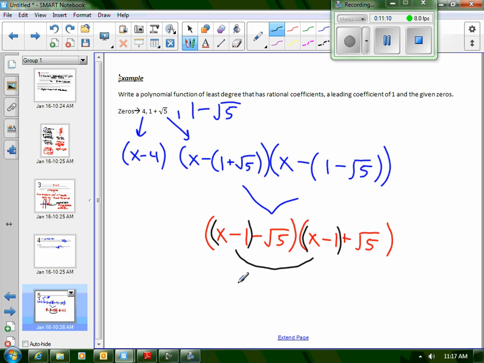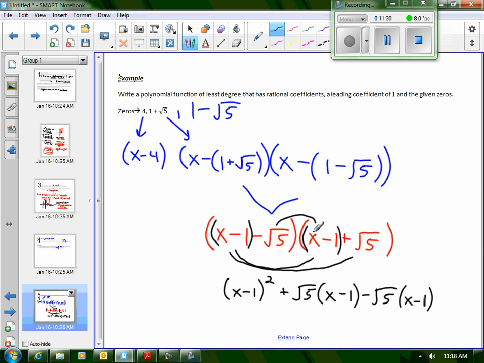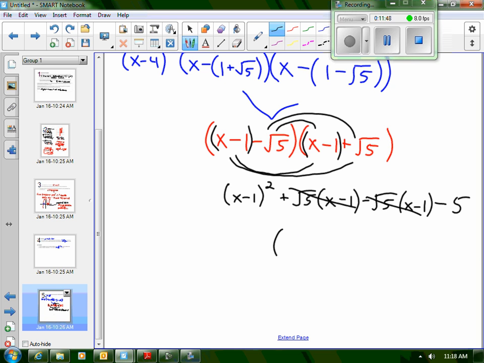So it'd be x minus 1 times x minus 1, which is x minus 1 squared, and it'll be x minus 1 times positive square root of 5. Don't distribute that, just leave it. And then you go the other way, it'll be negative square root of 5 times x minus 1, and negative square root of 5 times positive square root of 5, which is just negative 5. What happens in this situation is your middle terms cancel out, which is why grouping it like this makes sense. Cancel and cancel. So this is simply x minus 1 squared minus 5.